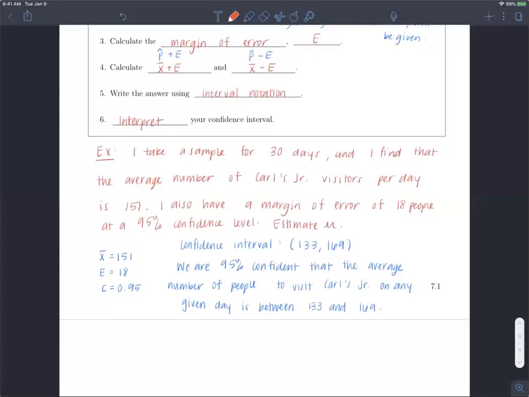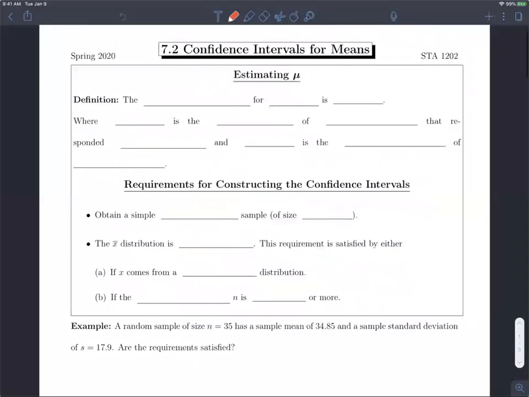And so we're going to be working on 7.2, which is confidence intervals for means. And so remember, you have means and you have proportions. And so in this section, we're only talking about the mean mu. And then in 7.3, we're going to be talking about the proportion p, right? So it's very similar to hypothesis testing in the way it kind of breaks down like that.